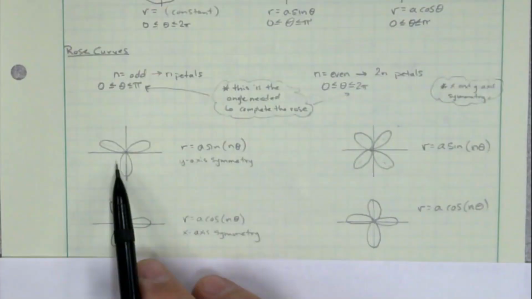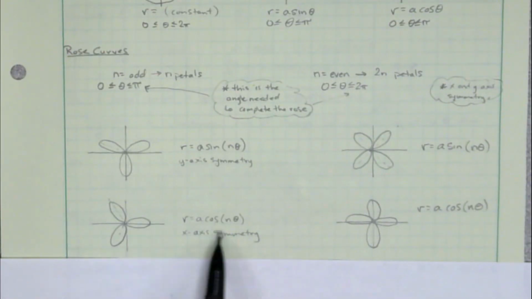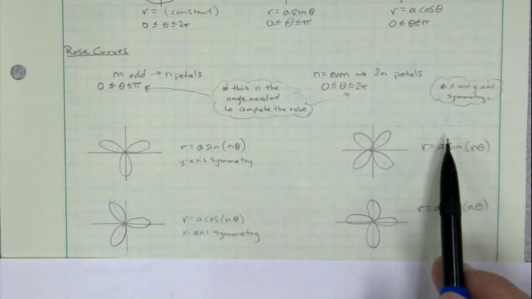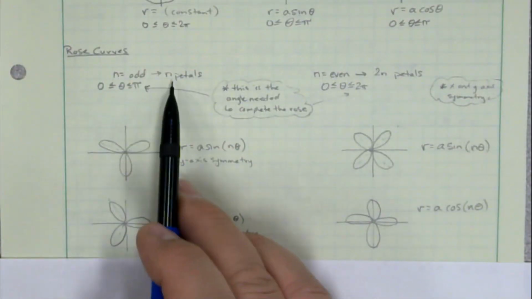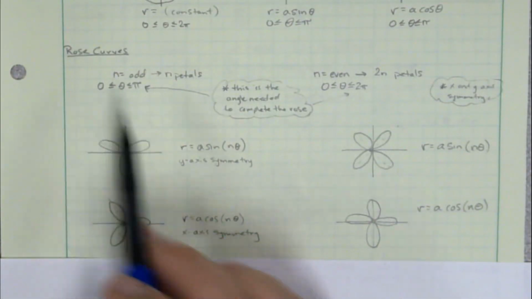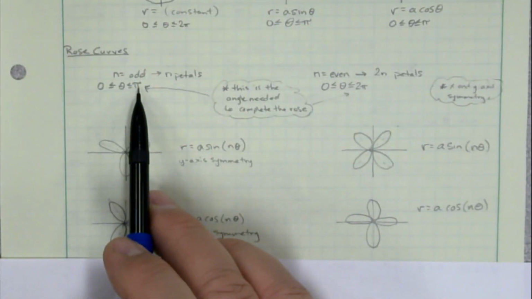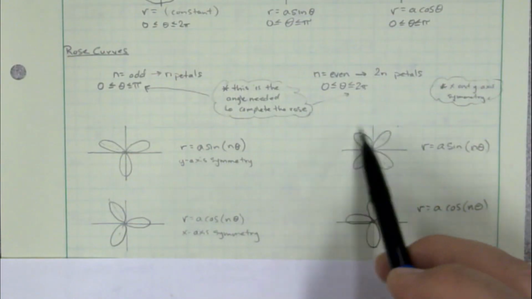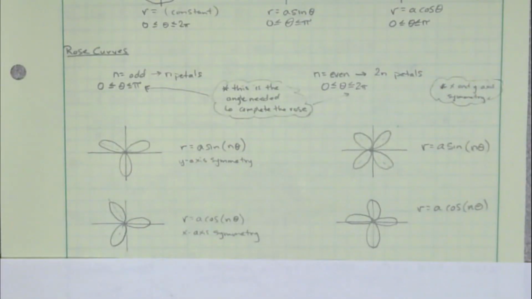In this one right here, we have y-axis symmetry. Here would be x-axis symmetry. And here we have both x and y-axis symmetry for these. Notice that for an odd number of petals, I can sweep all these petals from 0 to pi, whereas in this one, I have to go around all the angles in the unit circle from 0 to 2 pi to create this.